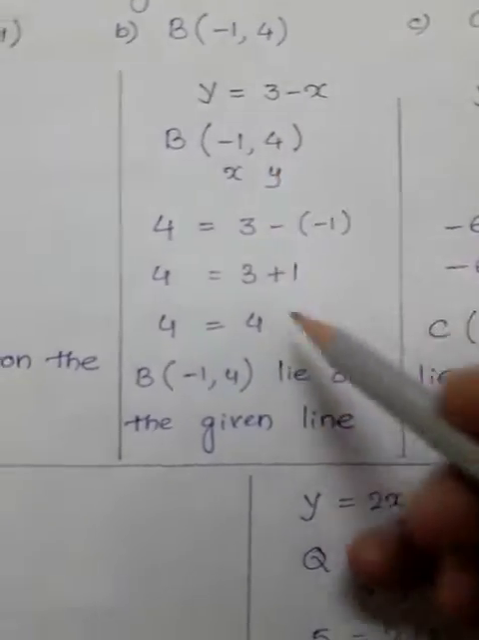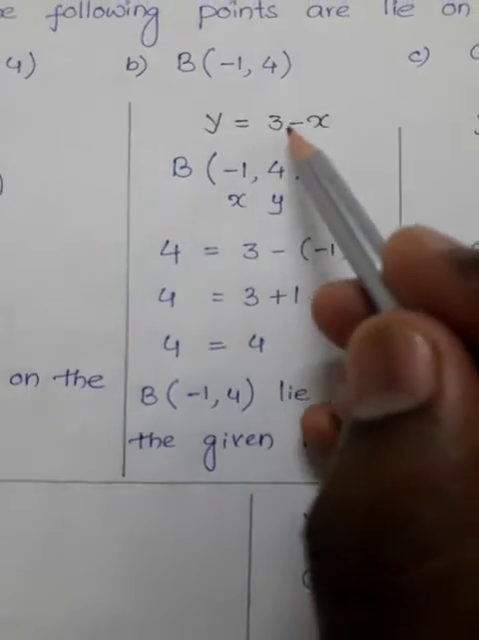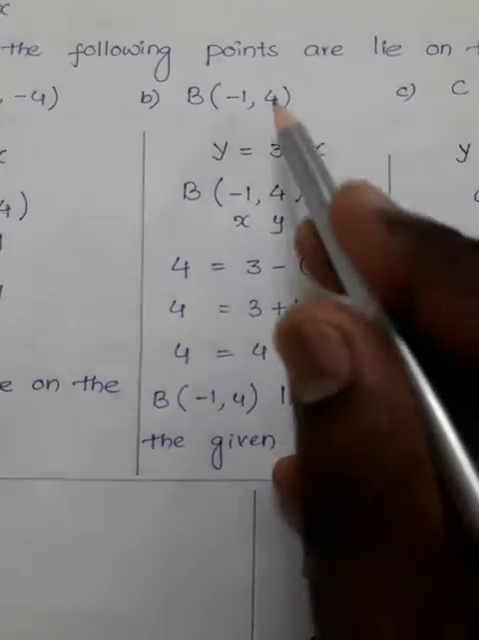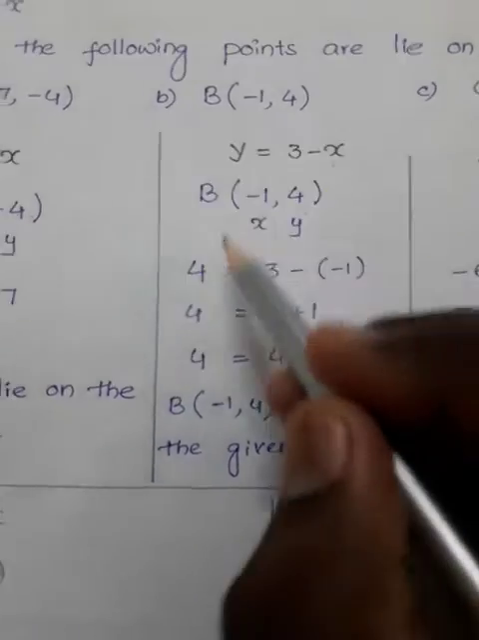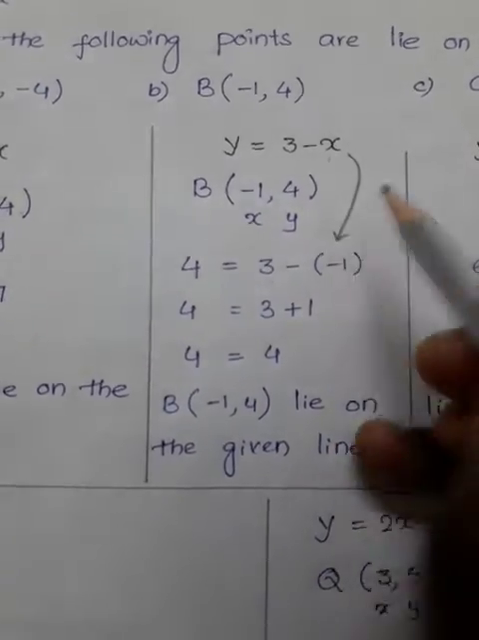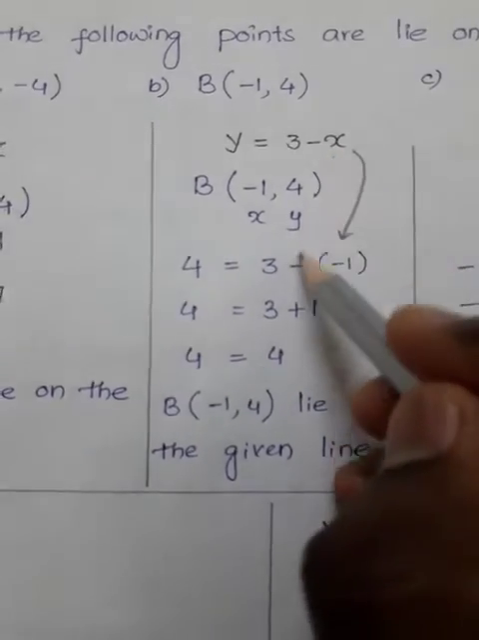Example B, look here now. Again, y equal to 3 minus x is the equation. The x value is now minus 1 and the y is 4. So in place of y, I write 4, and here is the 3 as it is, then minus, written as it is.